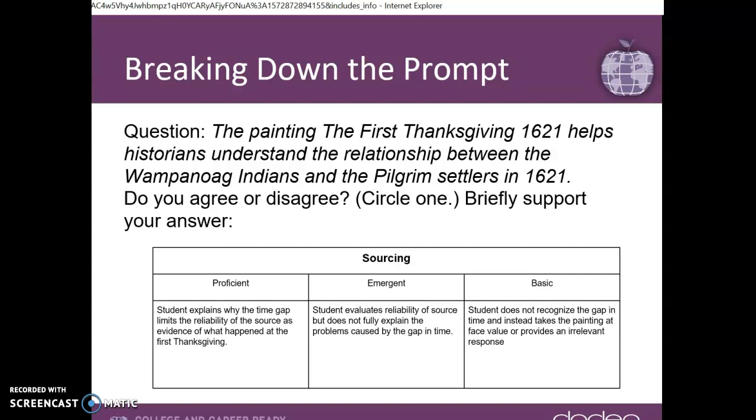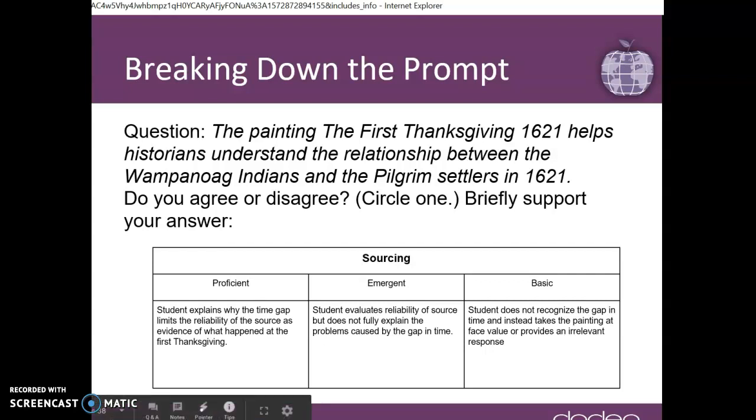Who is the question about? It's about historians. And so we need to really look at the image, but not the image so much as what was the source. And so the kids will, and a proficient student can explain why the time gap limits the reliability of the source as evidence of what happened at the first Thanksgiving. And then we move down to emergent and basic.